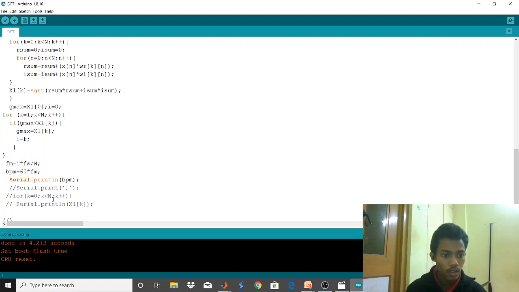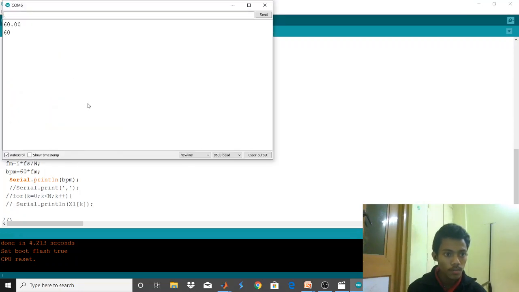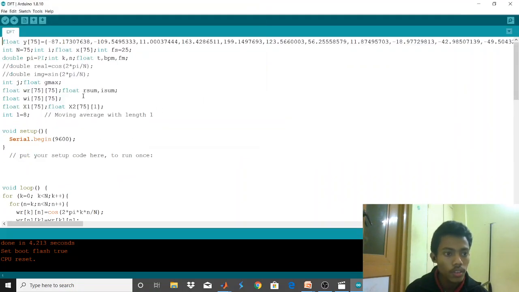Since my signal here is a PPG signal, I am calculating beats per minute. Beats per minute is 60 into frequency. So let's see what our beats per minute is. Here I am getting 60 beats per minute by using DFT.